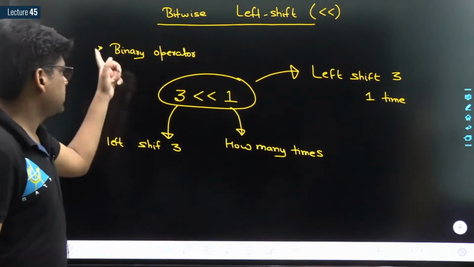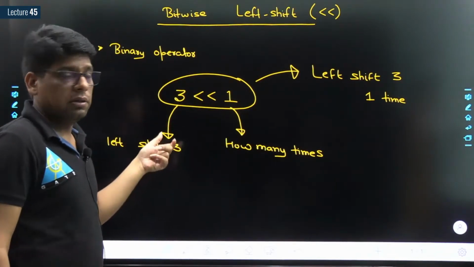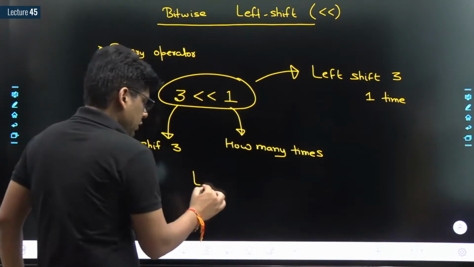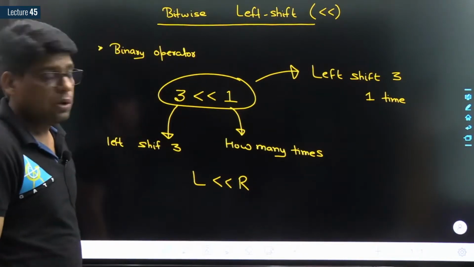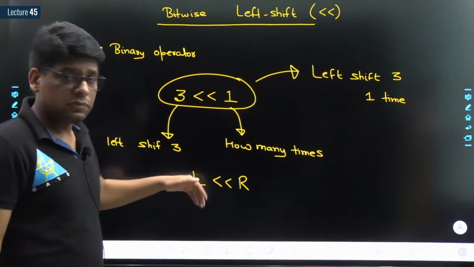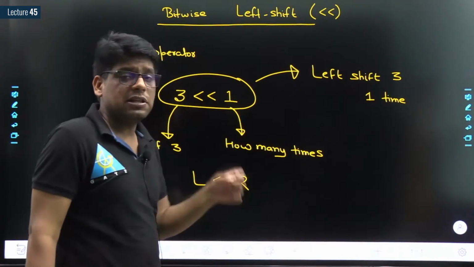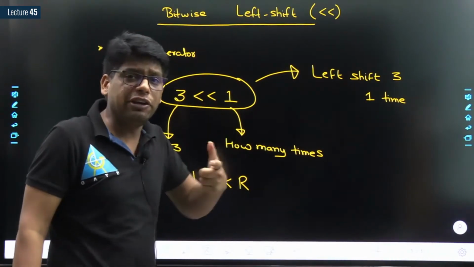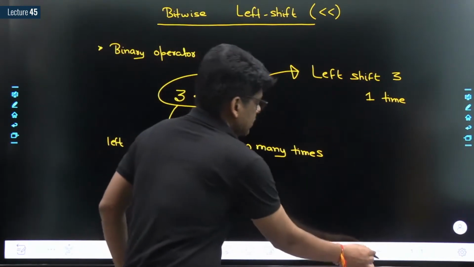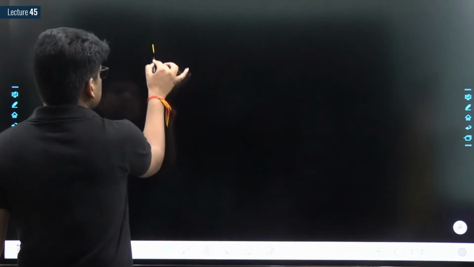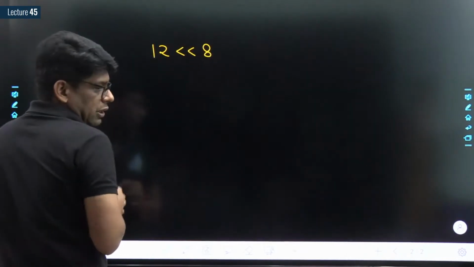Left shift is a binary operator. It requires two operands. The first operand, or you can write it like this, the left operand tells us on which value we are applying the left shift operator. And the right value tells us how many times we need to left shift this particular value. Again, if I say 12 left shift 8, what does that mean?